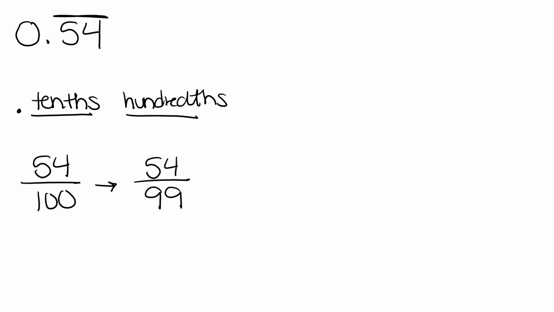We always want to simplify our fractions, so we can divide both 54 and 99 by 9. 54 divided by 9 is 6. 99 divided by 9 is 11. 6 over 11 is our final simplified fraction.